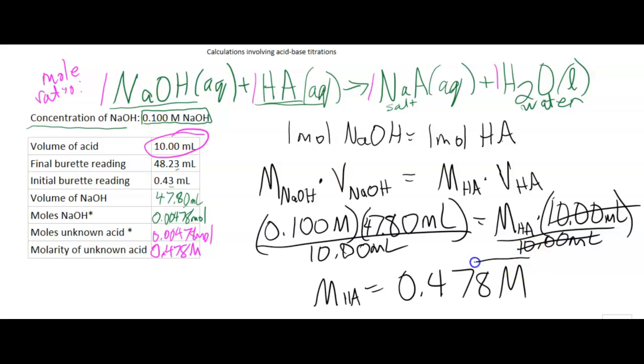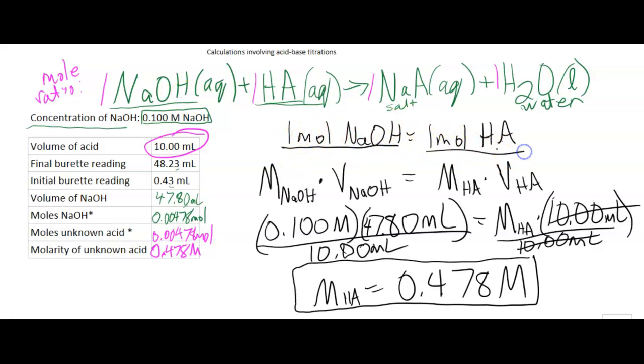Now you do want to make sure that you can do it both ways. This way is a whole lot faster, but you do have to be very sure that you have something where you have the moles equal in this balanced equation before you use it.